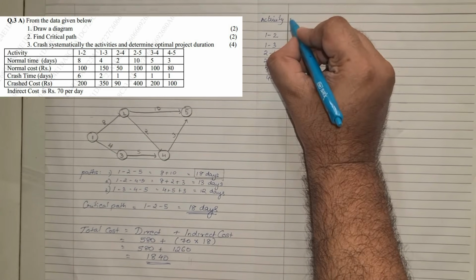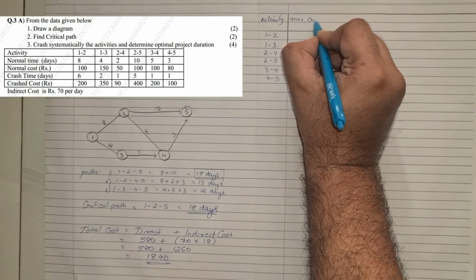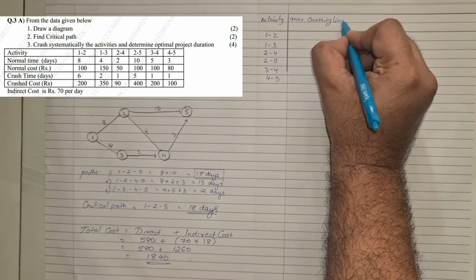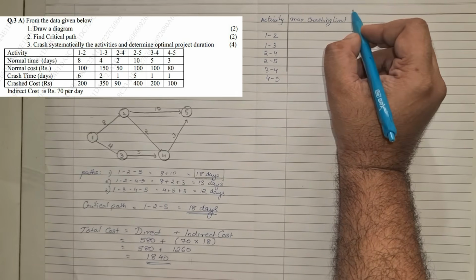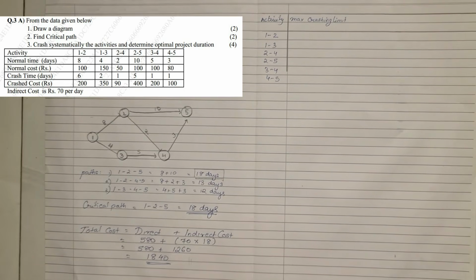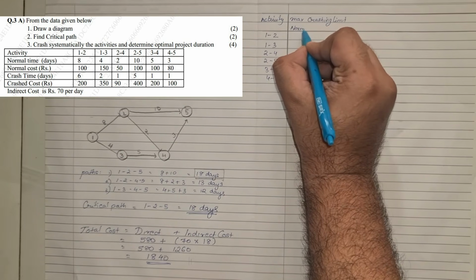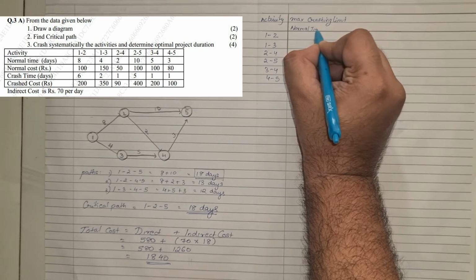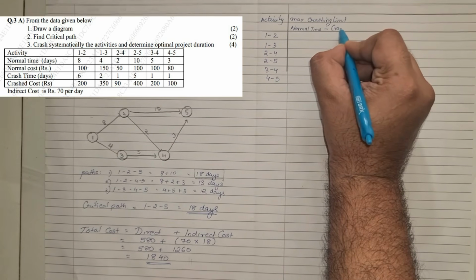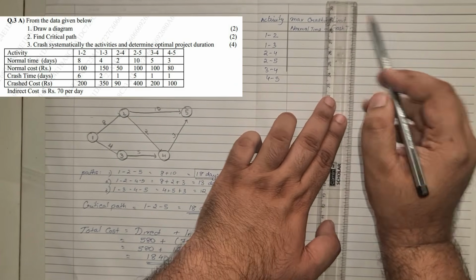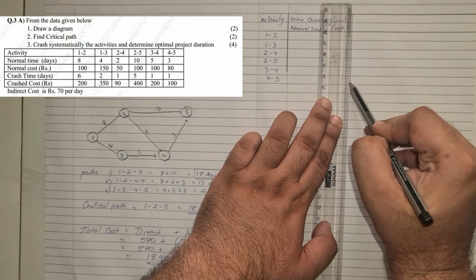The next column will be maximum crashing limit. Now this is the maximum crashing limit, and the formula for it will be normal time minus crash time. So in the question, if you look carefully, both normal time and crash time have been given to us.